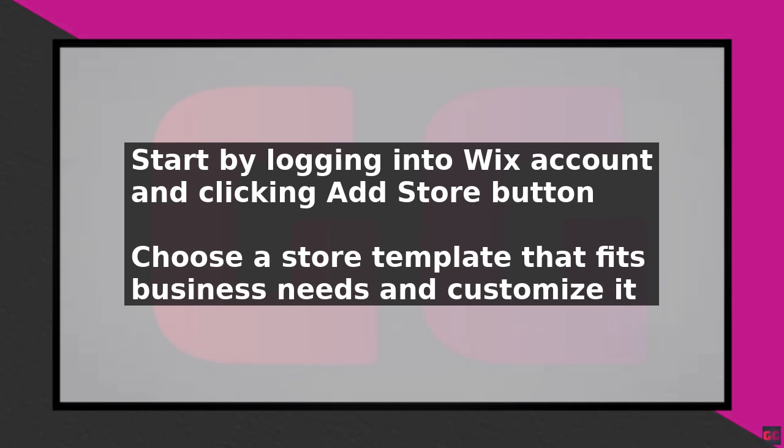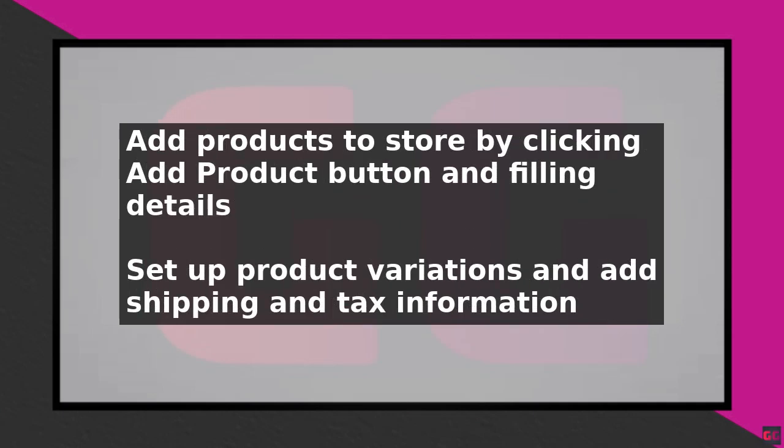Next, add products to your store by clicking on the Add Product button. Fill in the product details such as name, description, price, and images. You can also set up product variations, such as different sizes or colors, and add shipping and tax information.